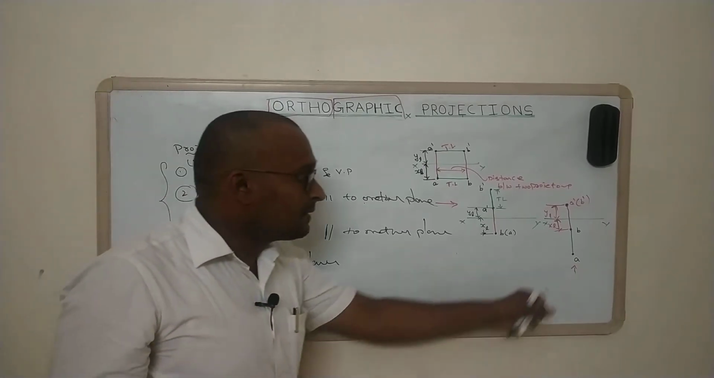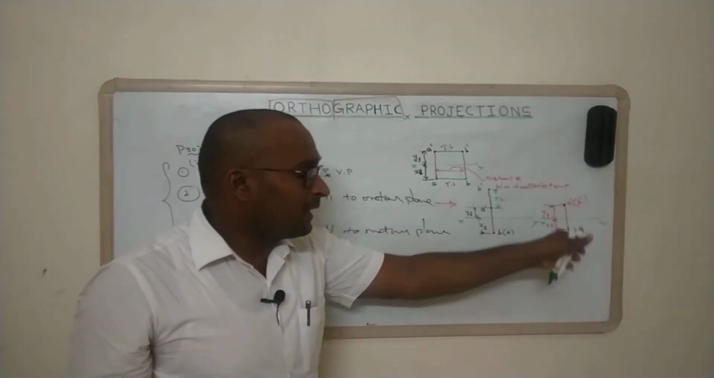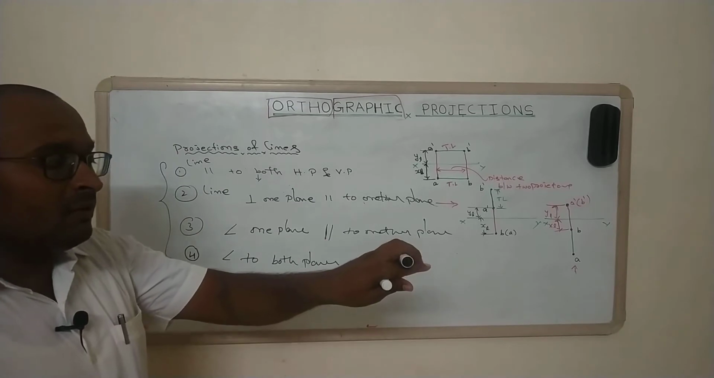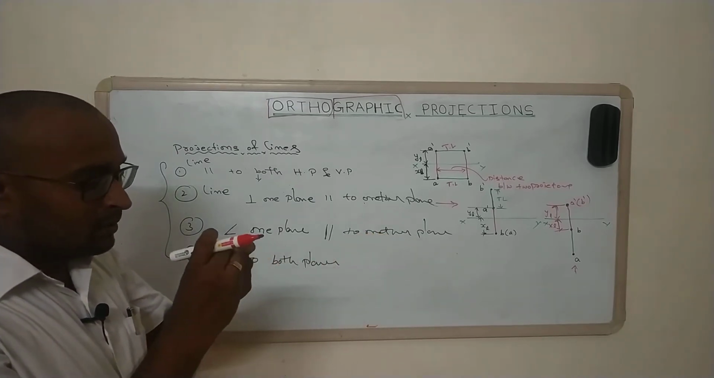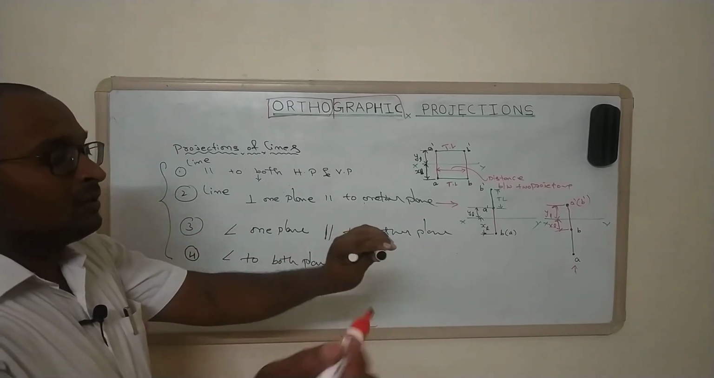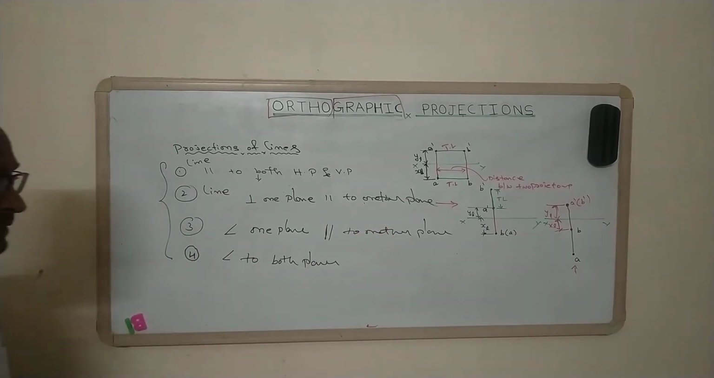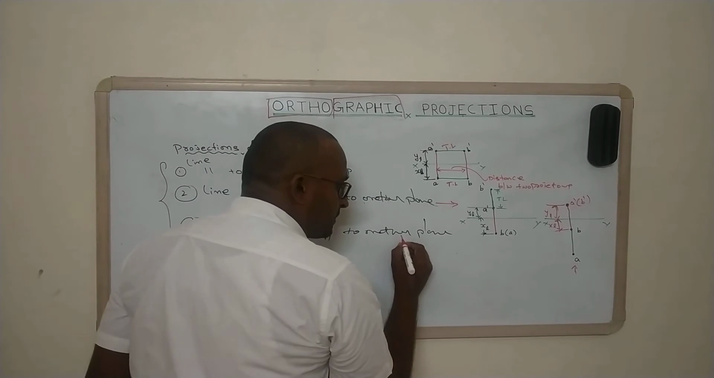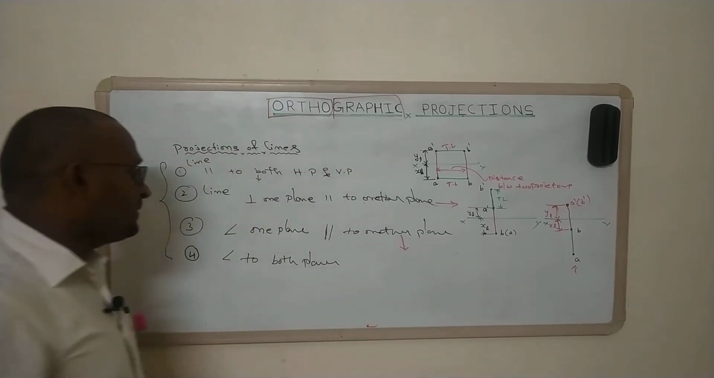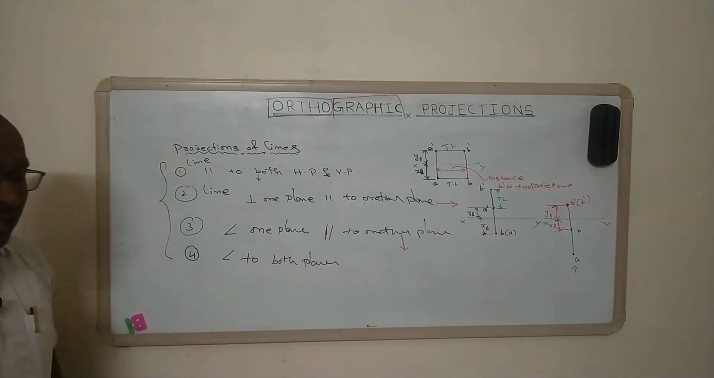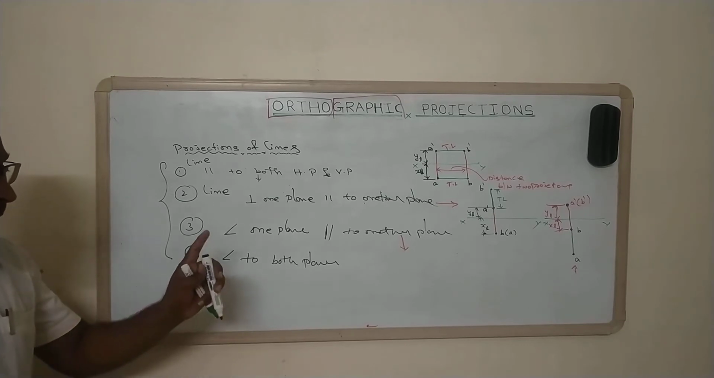So when the line is parallel to the HP and perpendicular to the VP, perpendicular to the VP in the sense that when you see it from the top view, this could be a simple dot, right? Coming to the next step, which is a line inclined to one plane and parallel to another plane.